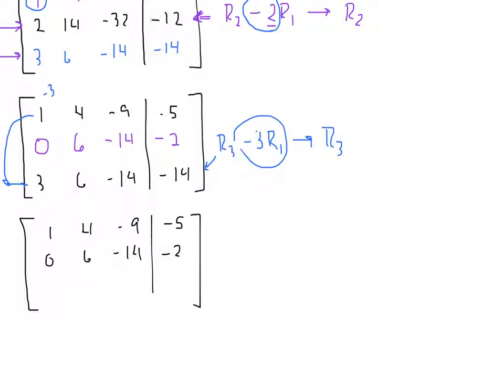So 1 times negative 3 is negative 3. 4 times negative 3 is negative 12. Negative 9 times negative 3 is positive 27. And negative 5 times negative 3 is 15. Okay, and now I go ahead and do the following. 3 plus a negative 3 is 0. 6 plus a negative 12 is a negative 6. Negative 14 plus 27 is 13. And negative 14 plus 15 is 1.